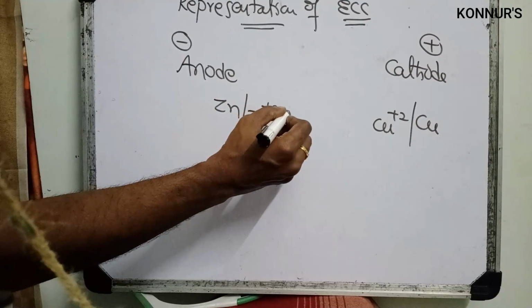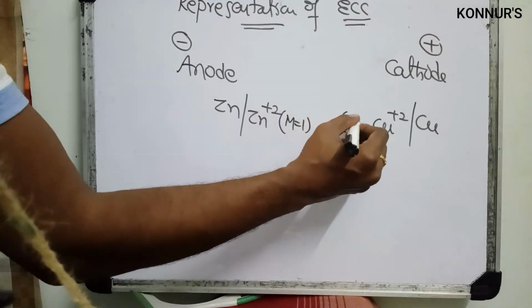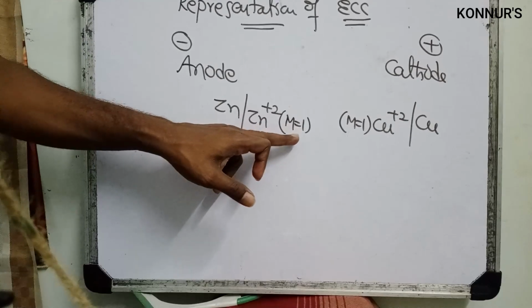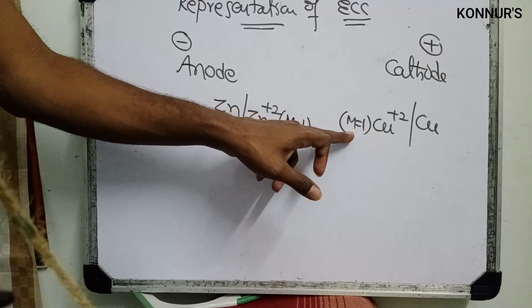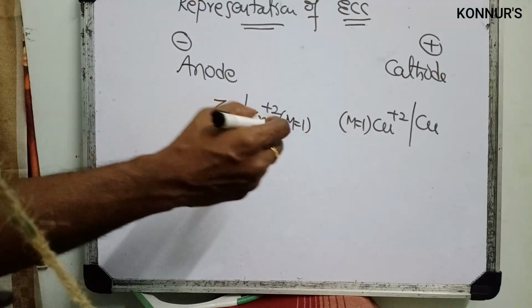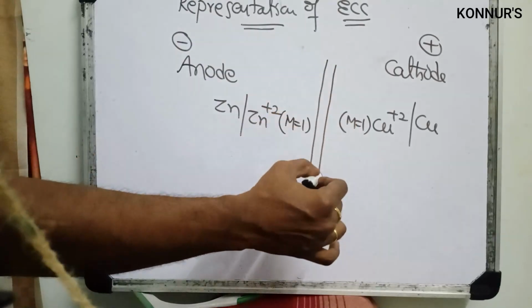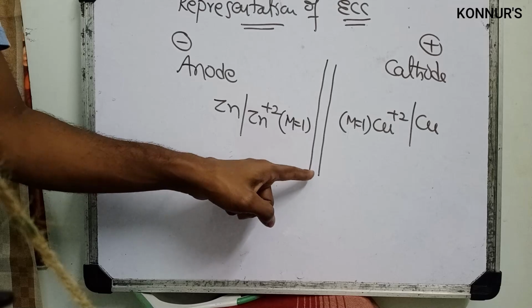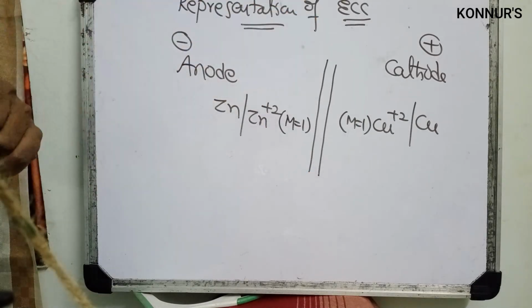Next, the electrolytic solution concentration you must write in brackets. This is zinc sulfate solution, suppose you take molarity 1 molar. Then copper sulfate solution, you write its molarity in brackets. Next, in between these two you write a parallel line, which indicates a salt bridge. So this is the total representation of an electrochemical cell.